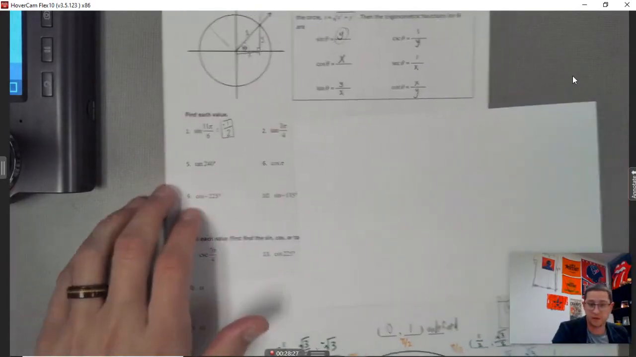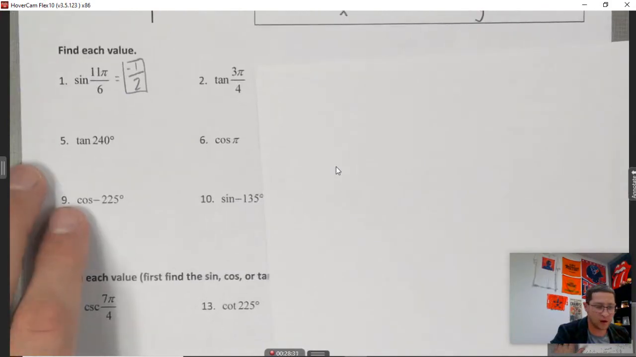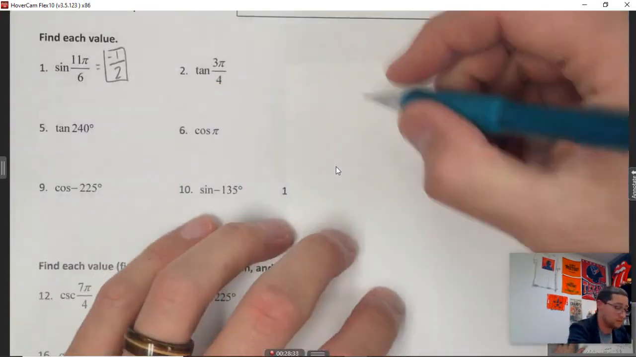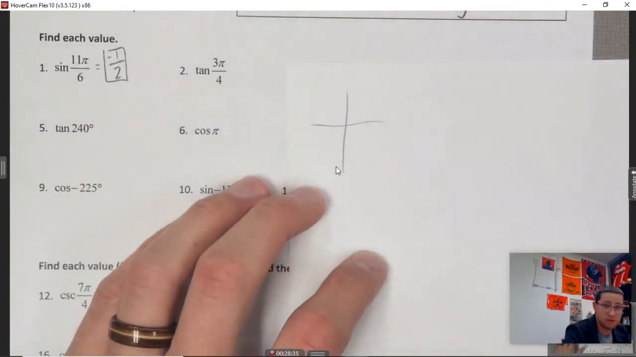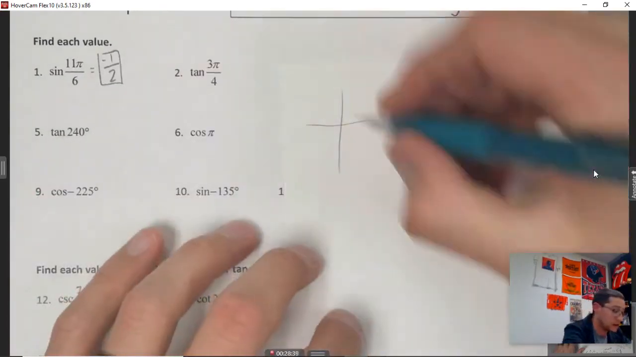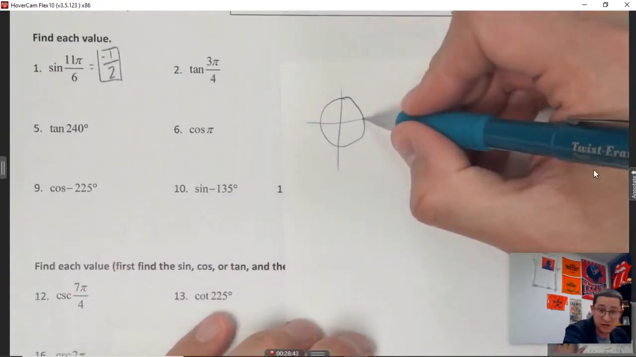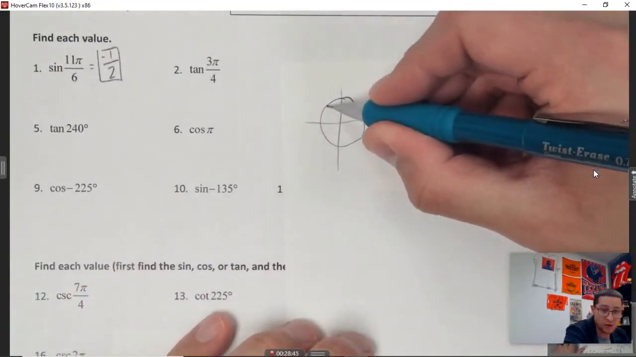Let's zoom. Tangent of 3 pi over 4. Okay, so maybe what I do is this. Where's 3 pi over 4? I've got to think about where 3 pi over 4 is. Maybe you've got your circle. All right, 3 pi over 4. Well, I know this is 0, this is pi. 3 pi over 4 is right here.